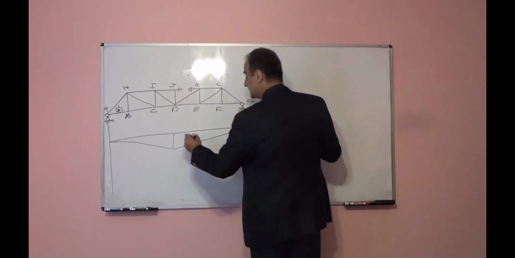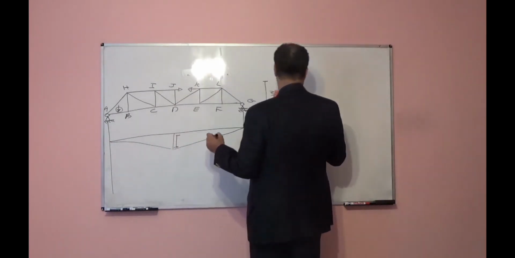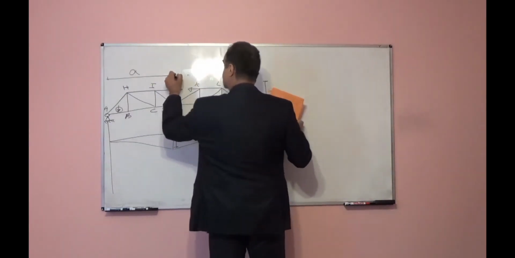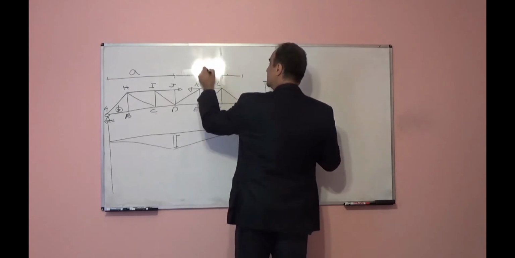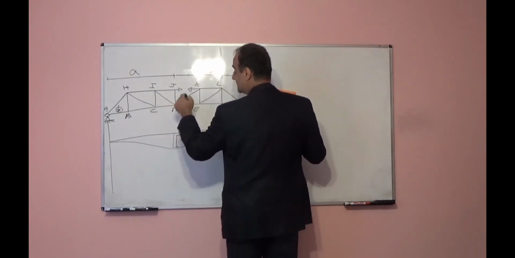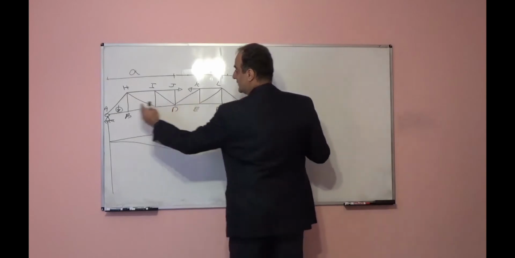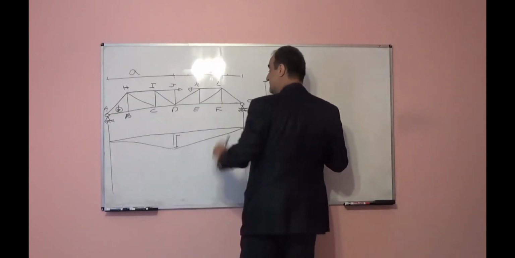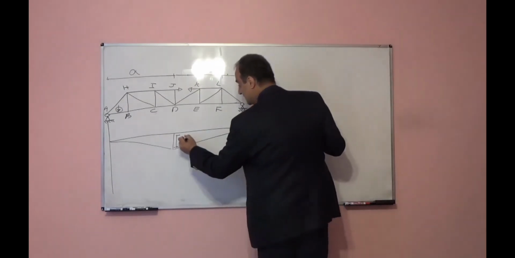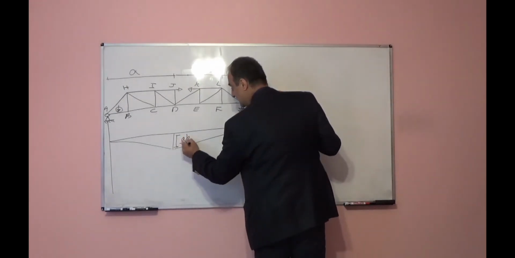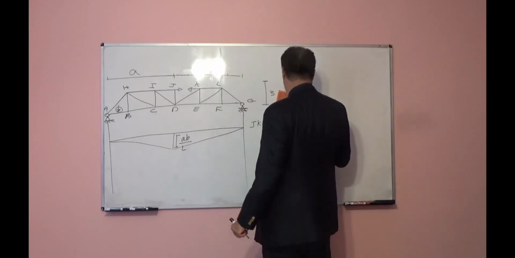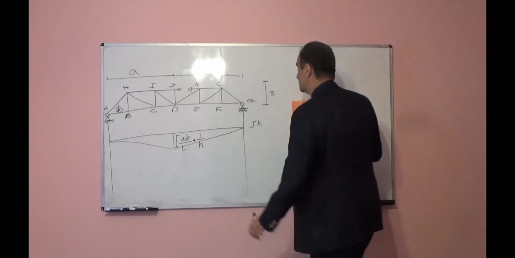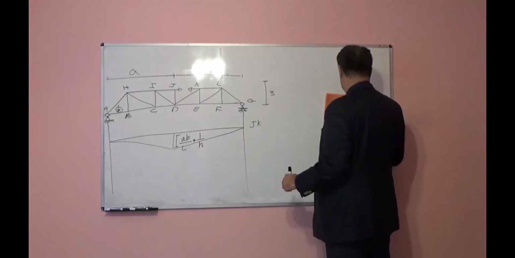The height here is height. If this is A and this is B, because it is rotating with respect to D, from D to A, I assume it is A, from D to G, I assume it is B, that height will be A, B divided by entire length L times 1 over H. H is the height of the truss.